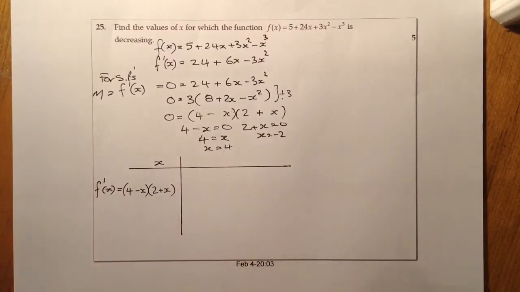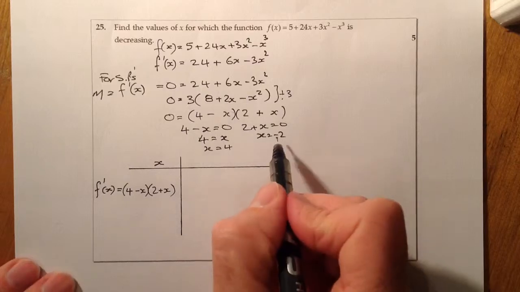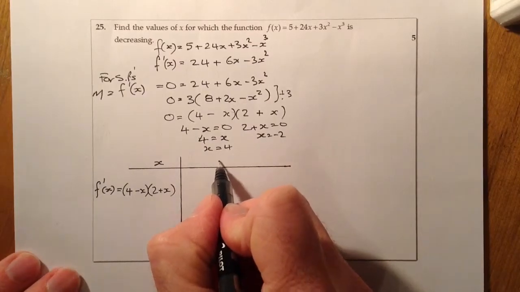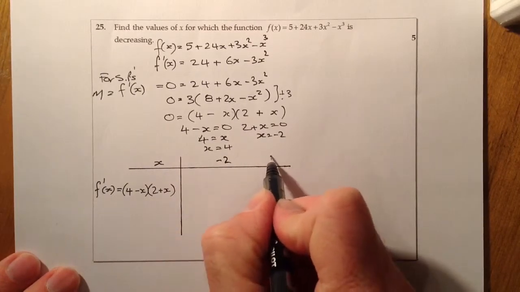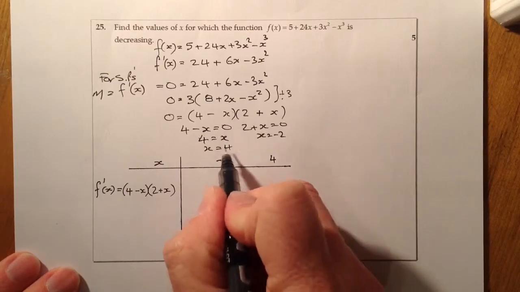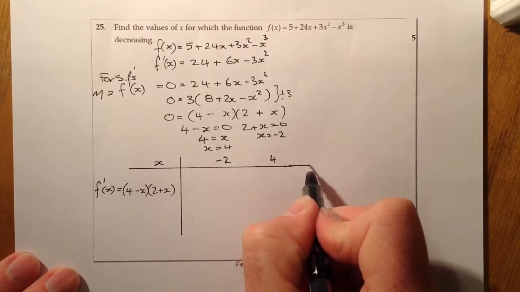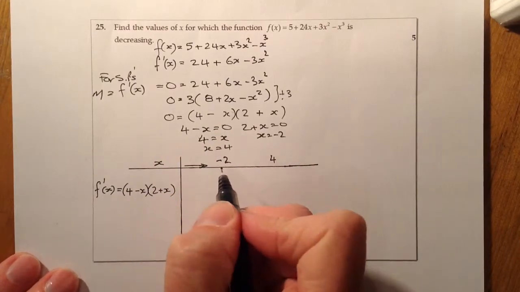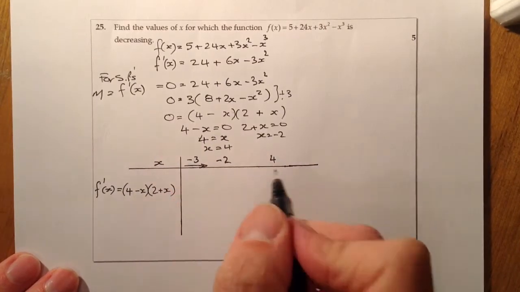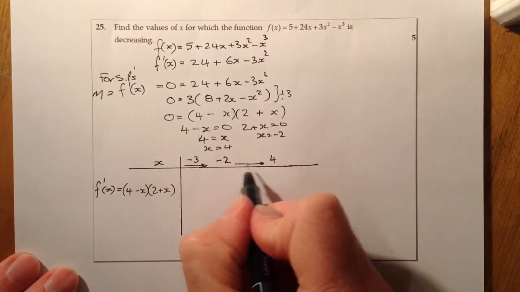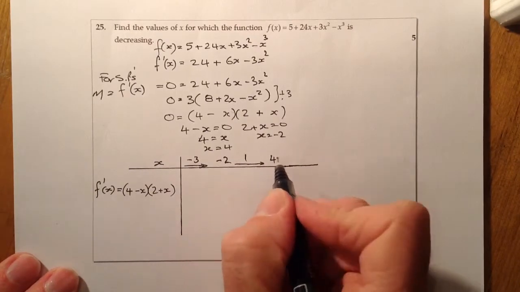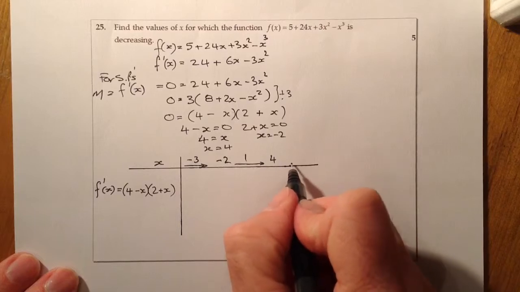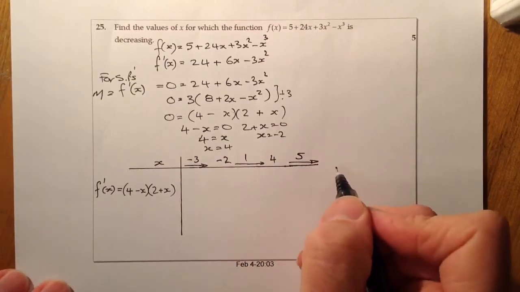Just remember, I'm really interested in whether the gradient is positive or negative. My first point, a stationary point, is minus 2. I've got another point here, the 4, and then I'll consider what happens beyond that. So a point leading up to minus 2, let's go for minus 3. I'll go for a point in between minus 2 and 4, let's go for 1, that'd be an easy one to substitute in. And a point that's leading away, an x value, let's go for 5.